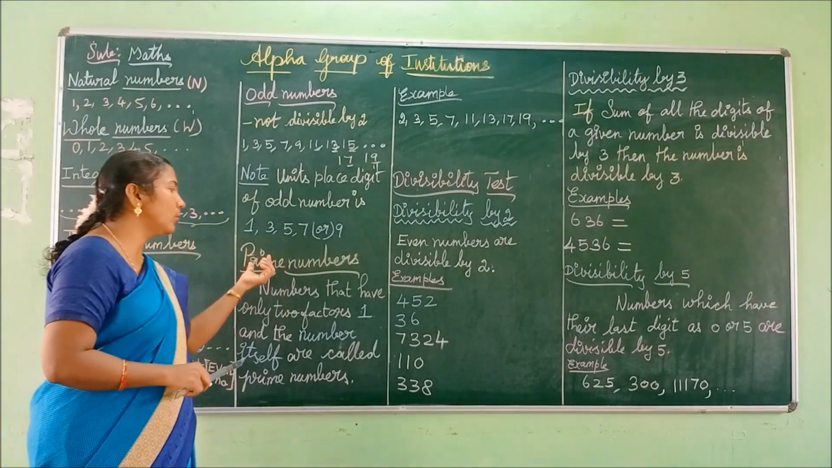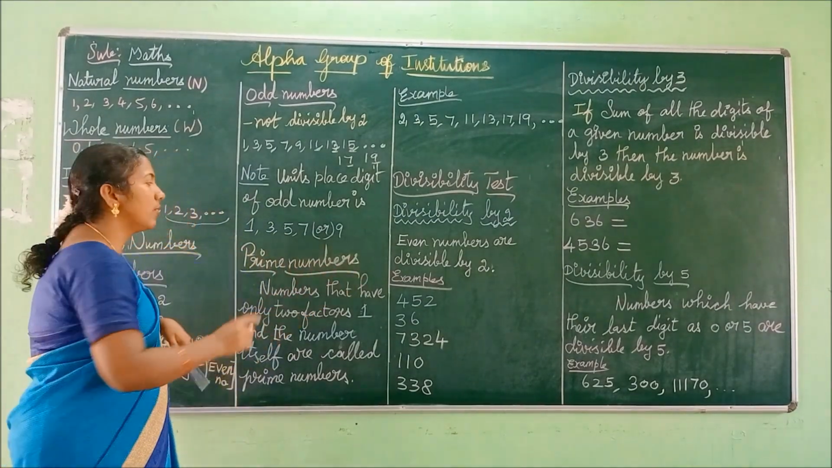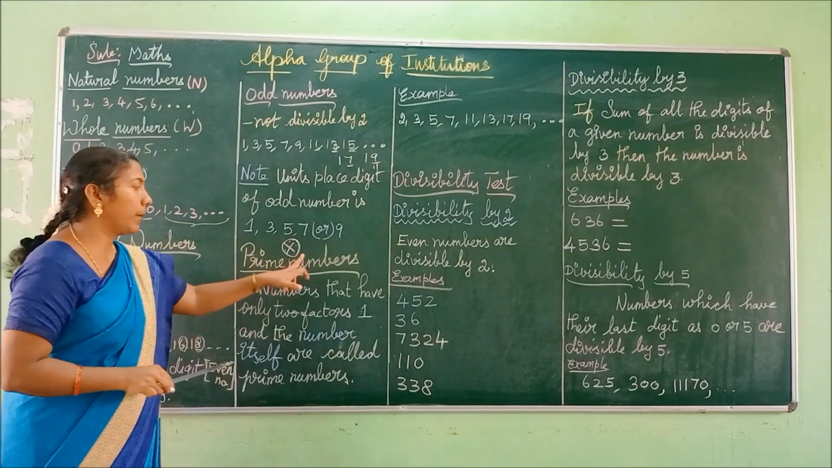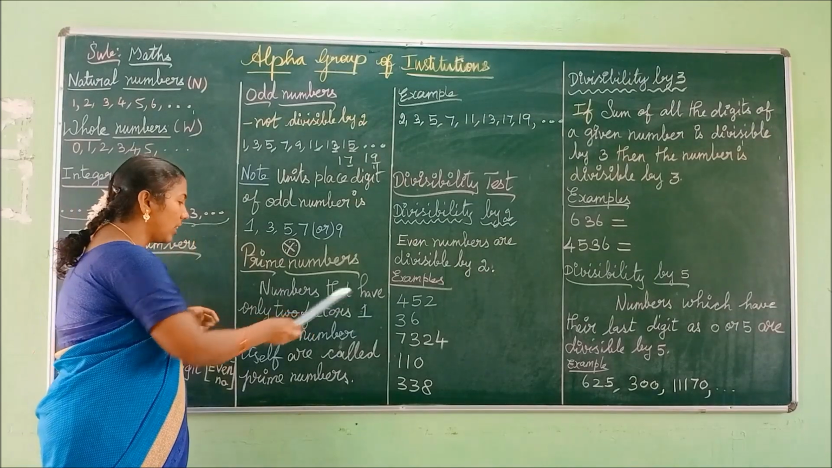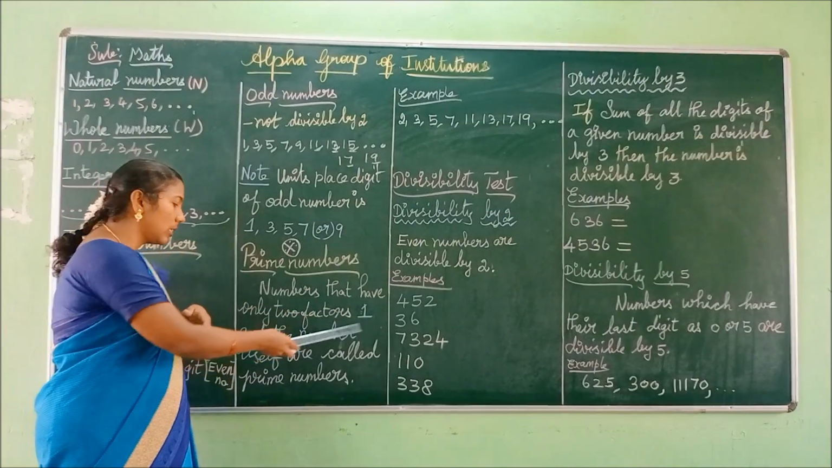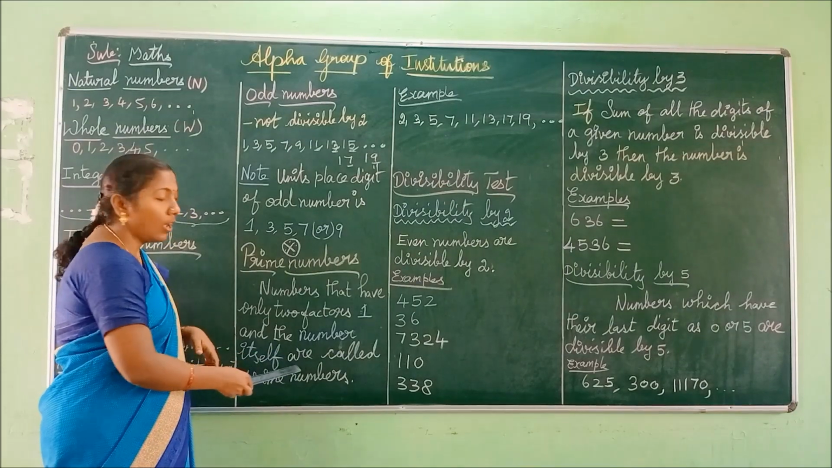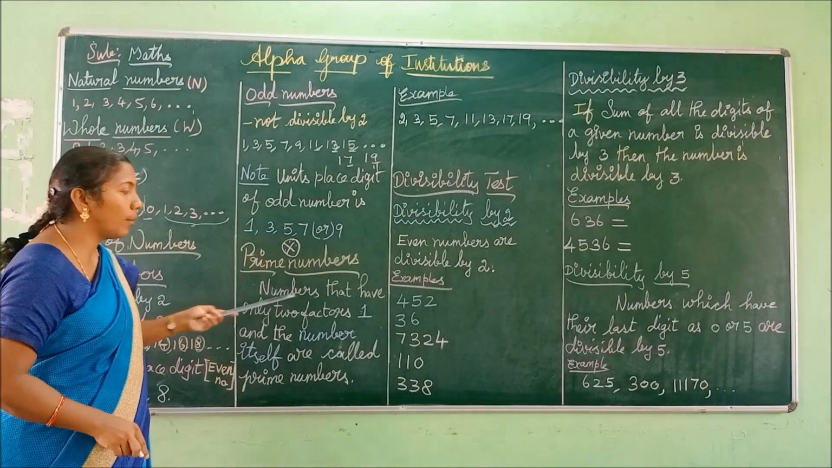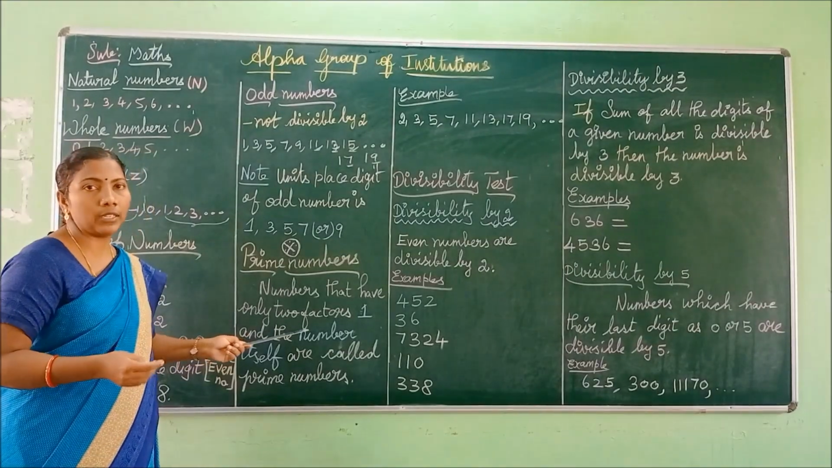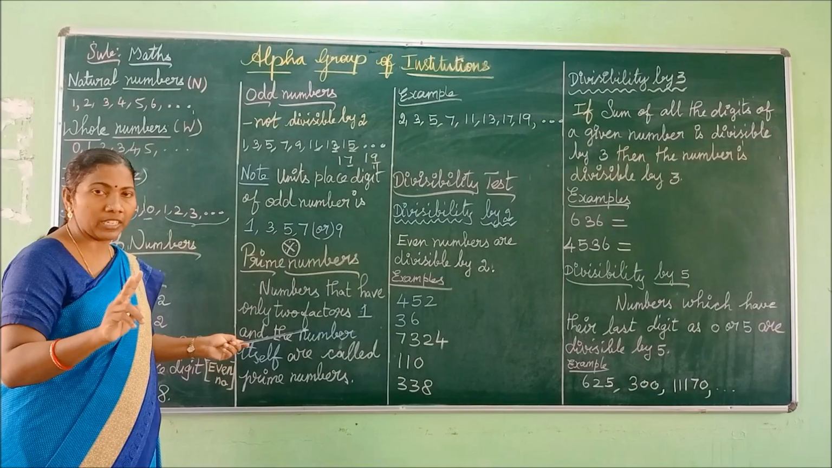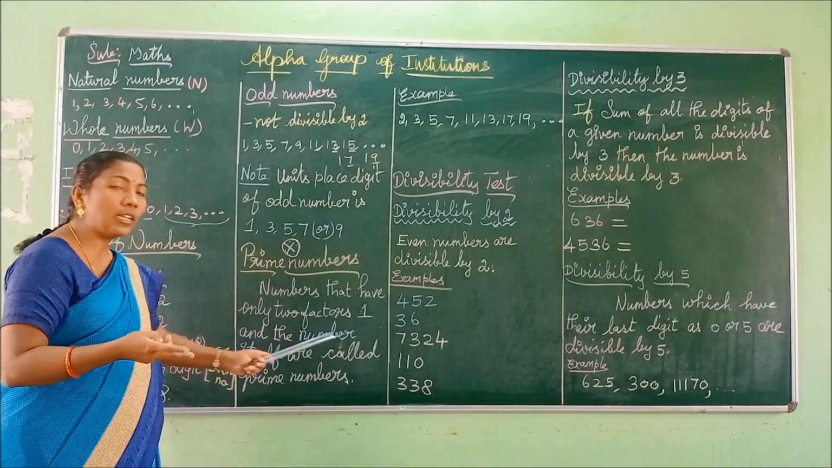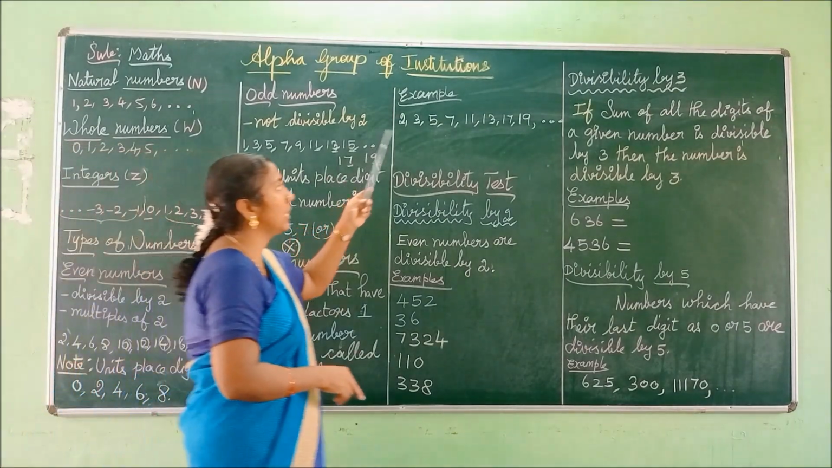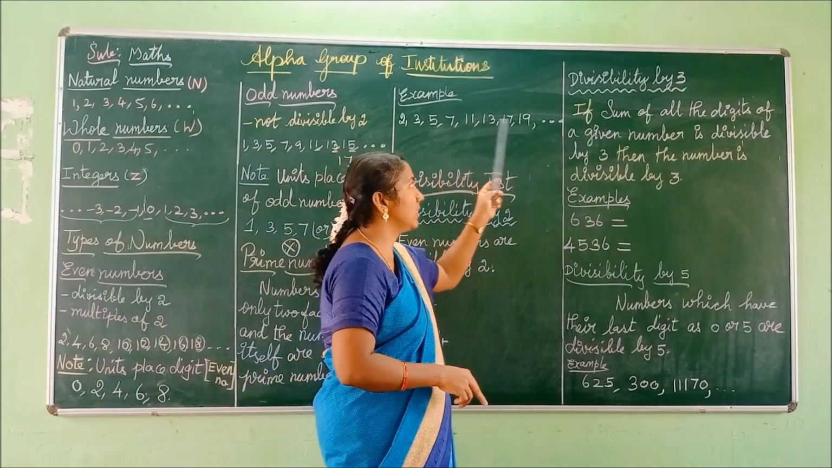Okay. Next we are going to see prime numbers. This is a very important concept. You must remember this. Okay. What is meant by prime numbers? Numbers that have only 2 factors, 1 and the number itself, are called prime numbers. Read the definition once again. Numbers that have only 2 factors. What are the 2 factors? 1 and the number itself are called prime numbers. What are the prime numbers? See here, 2, 3, 5, 7, 11, 13, 17, 19, etc.